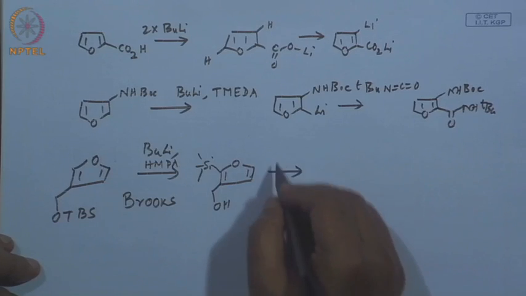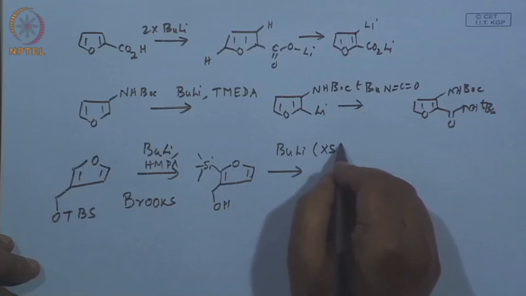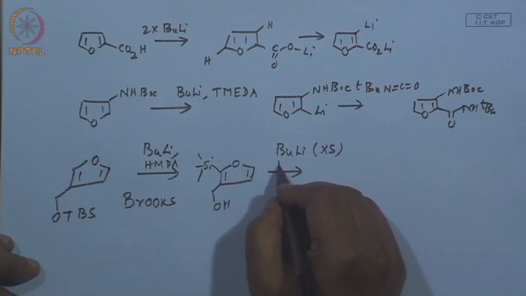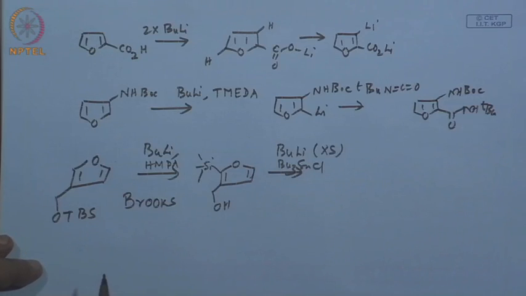If you again use excess butyl lithium and butyl tin chloride, now you can guess what would be the reaction. What would be the reaction? The lithiation would take place at, there is no other option, the 3 position. That is it. That means you can direct the lithiations at your will depending on the situation.